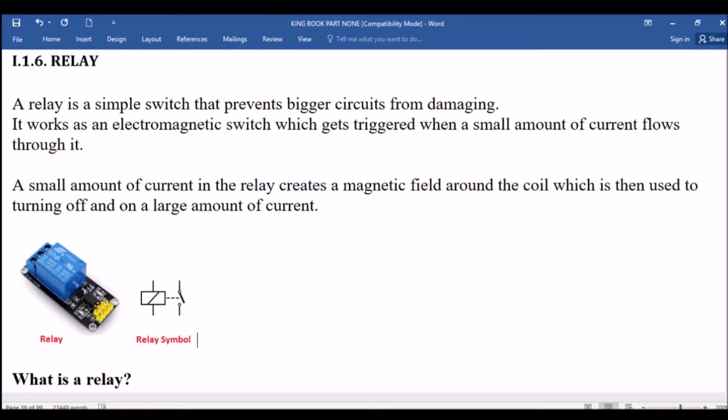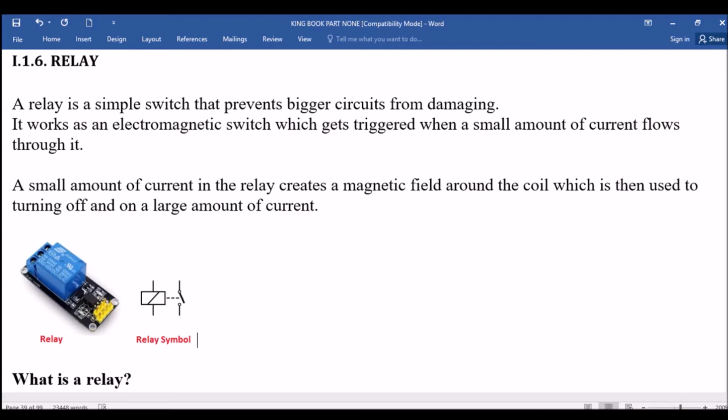Today we are going to study one of the passive components which is called the relay. We will see what a relay is and what the working principle of a relay is. We will see the image and the symbol of a relay. So let's start with the definition.